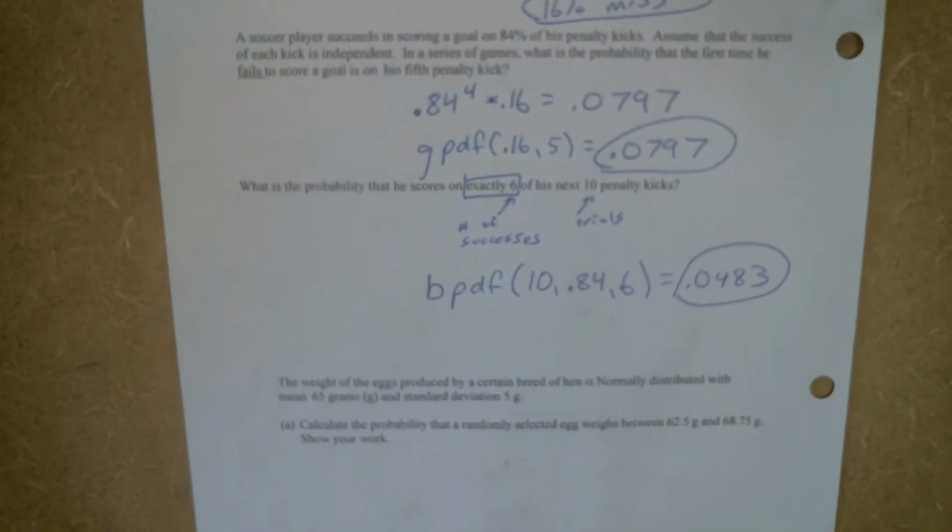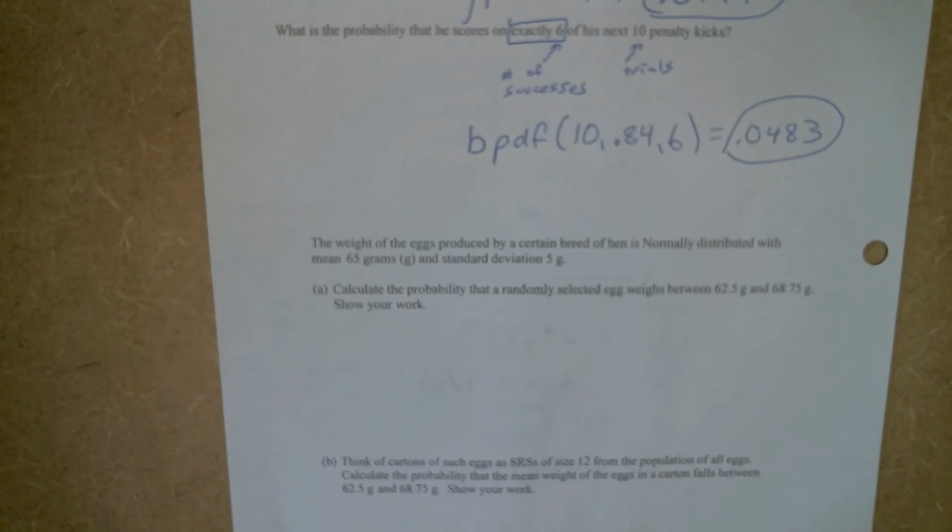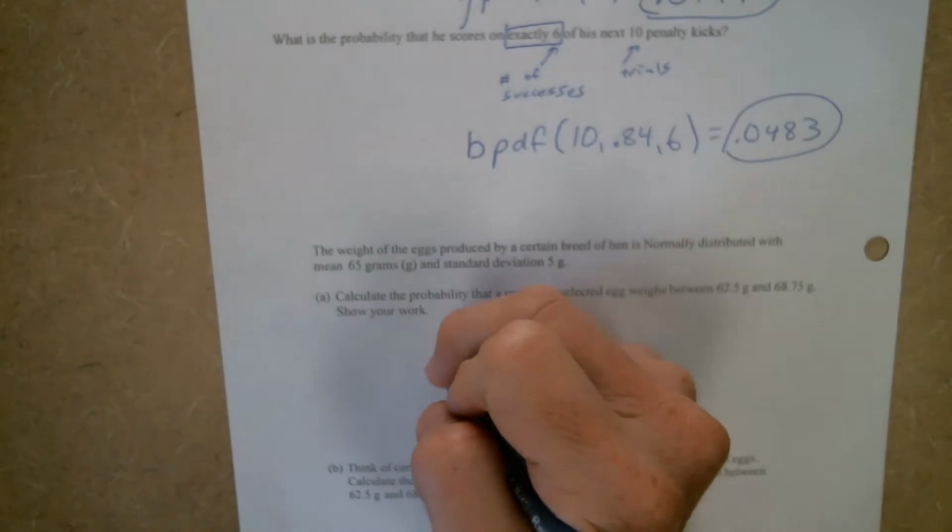All right. The weight of eggs produced by a certain breed of hen is normally distributed with a mean of 65 grams and a standard deviation of 5 grams. Calculate the probability that a randomly selected egg weighs between 62.5 and 68.75. All right, so this is just a straight NCDF.